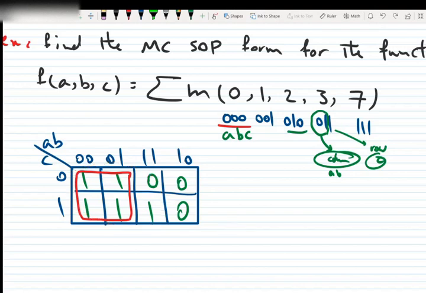So let's check. Do all the ones belong to at least one group or not? If we look, we see that this one still has no group. So we need to group it with other cells to make the groups. So let's group this one with this one to build the second group.